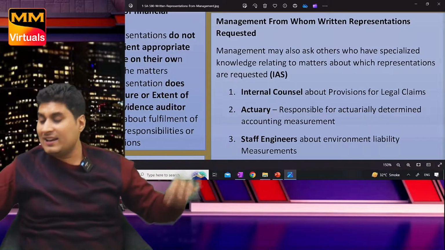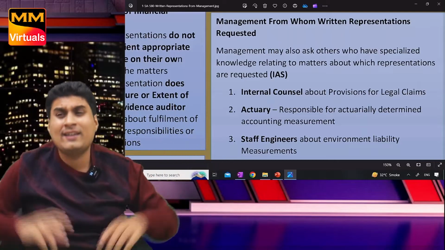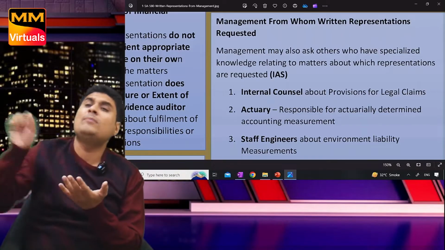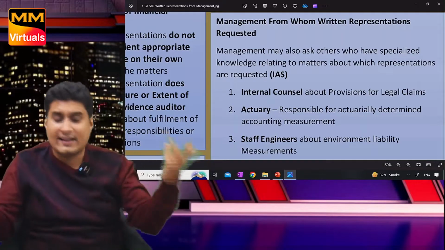Internal counsel regarding legal cases. See, if you want to know the completeness of legal matters, you can ask the legal team. Internal counsel, you can take WR. Okay, management can take WR from the internal legal team regarding legal cases.